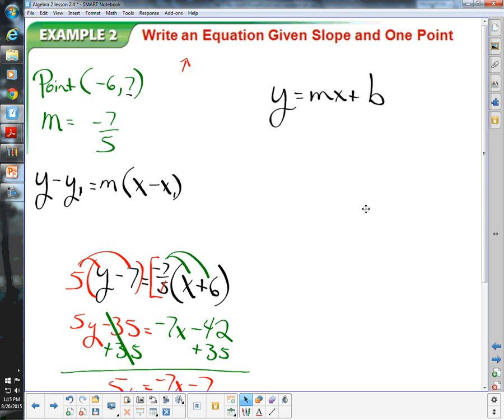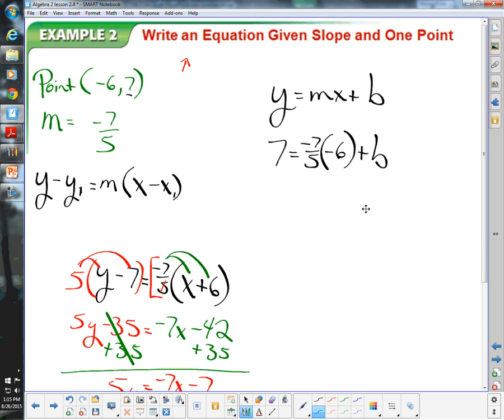So check this out. I'm just going to put everything in that equation. I'm going to put the 7 in for y, the negative 7/5 in for m, and the negative 6 in for x. I'm missing b, aren't I? All right, not a problem. We can solve this.